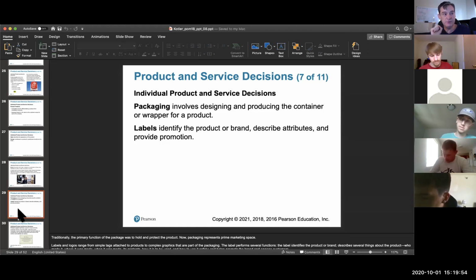The brand will help you, the labeling and the logos. The label will help you to identify the product, the brand, to describe what is inside of that, and to promote your marketing offering. Watch out, there are specific, strict rules on the labels. Very specific, strict rules. But there are some tricks.